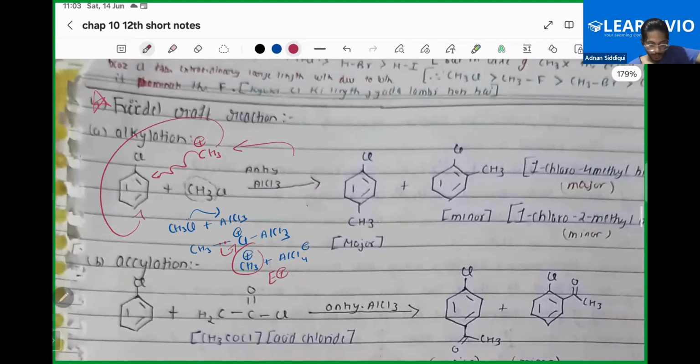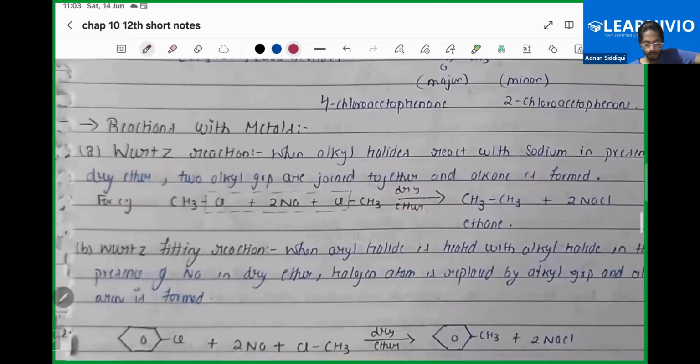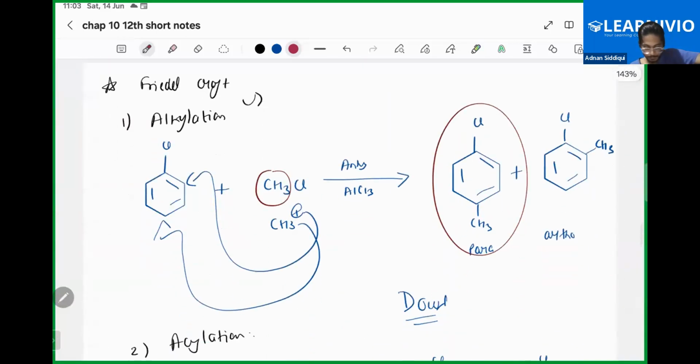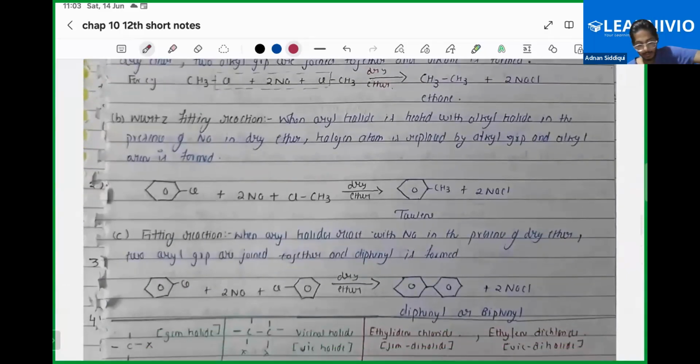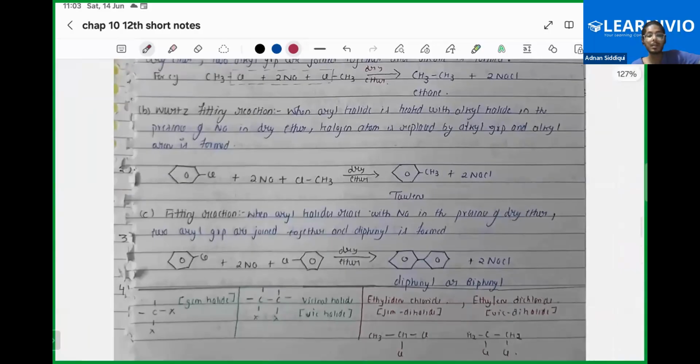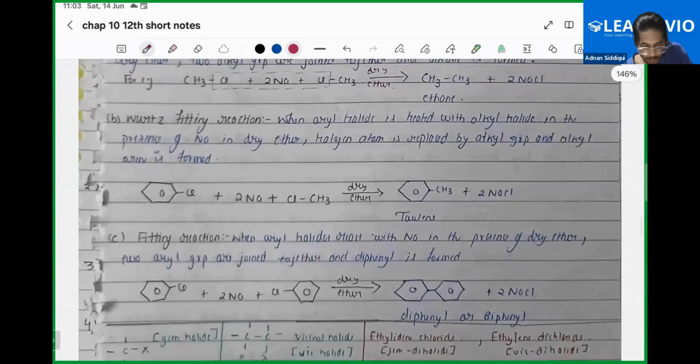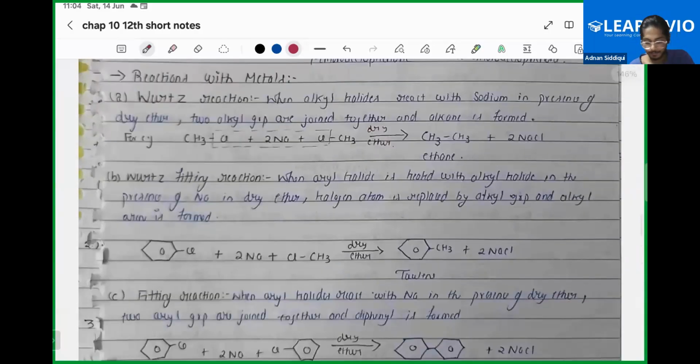Okay, I hope this is clear. Let us talk about the next. The last two reactions, right? The last two reactions are the Wurtz reaction and the Fittig reaction.